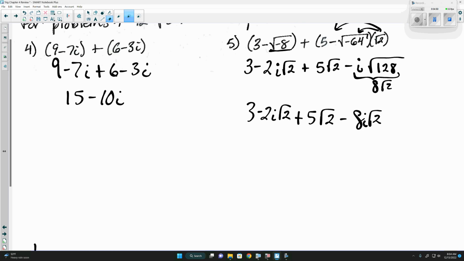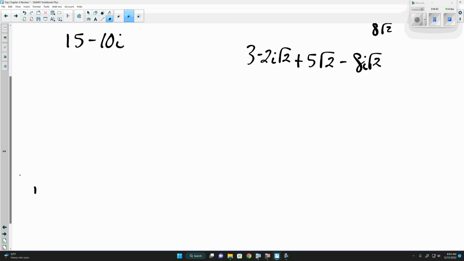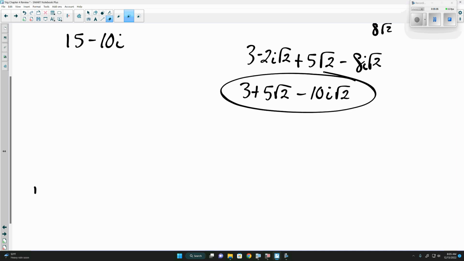Now, out of all 4 of these terms, there's actually only 2 that are like terms. As we can say 3 plus 5 square root of 2, because those are not the same because of the square root of 2. Negative 2 minus 8 is going to be negative 10i square root of 2. So we ended up with 3 terms. We could get 2 terms, but in order to do that, we'd have to approximate the square root of 2, and that's not making it simpler, that's just making it a little more complex. Questions on this here?